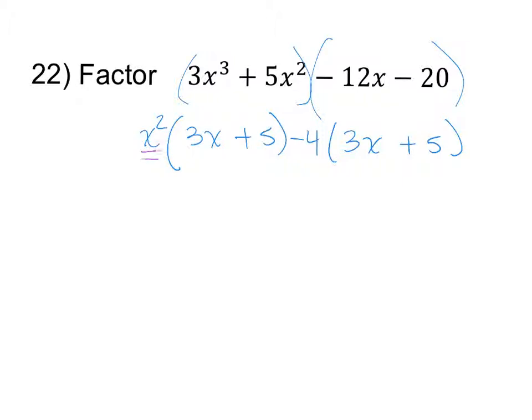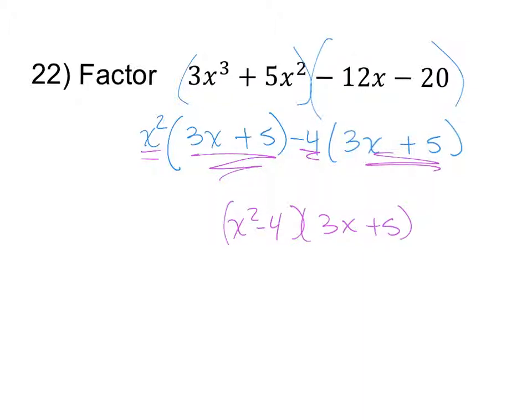Now notice that my parentheses are 3x plus 5, and then the other one is x squared minus 4. What does it look like? A binomial. I'm not done factoring. Because it's a power of 2, I realize this could break down, and then I realize that this is a special case. It's x plus 2 and x minus 2. And then you rewrite that 3x plus 5.